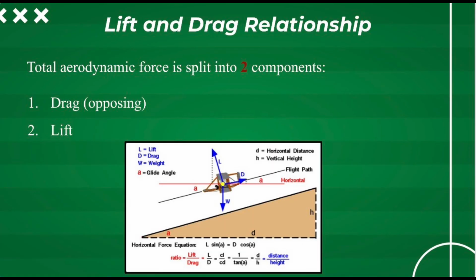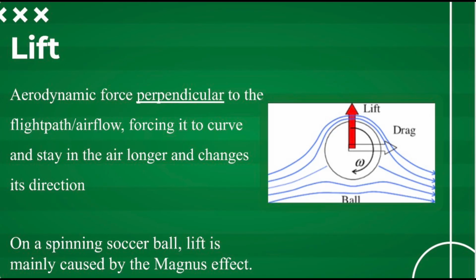Total aerodynamic force is split into 2 components, drag and lift. They aren't completely separate forces, they're just different directions of the same interaction between the ball and the air. Lift is a component of aerodynamic force perpendicular to the airflow of the ball, forcing it to curve and stay in the air longer, and it changes its direction.